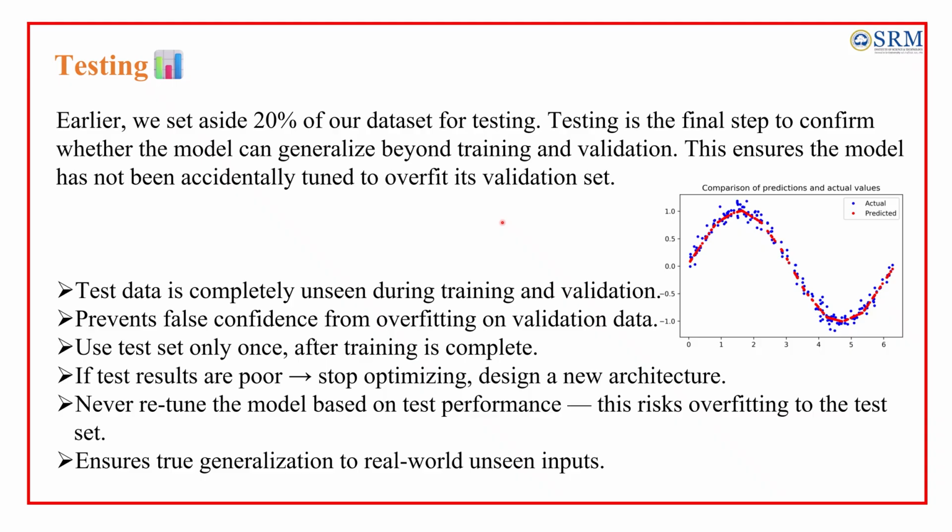So it's very important that once we use the test data, we don't tweak the model any further. If we did, the test would effectively become another validation set. We'd lose our only measure of true generalization. If the model performs badly on the test data, it's time to go back to the drawing board, adjust the architecture, and try again. This prevents false confidence from overfitting on the validation data.